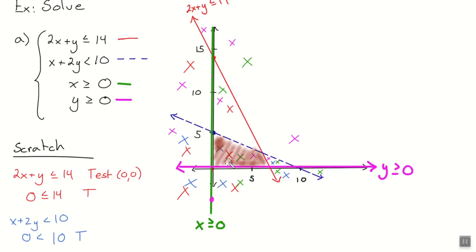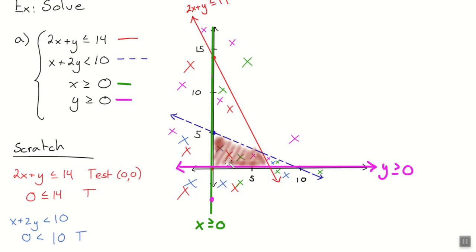Help me pick a point in here. Give me some point you guarantee is in here. (1, 1). So check it out. 1 plus 1 is less than 14. True? 1 plus 2 is 3. Is that less than 10? Is 1 greater than 0? And is 1 greater than 0? Hey, (1, 1) is in this region. It made all of them true.